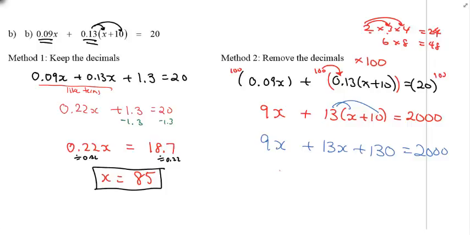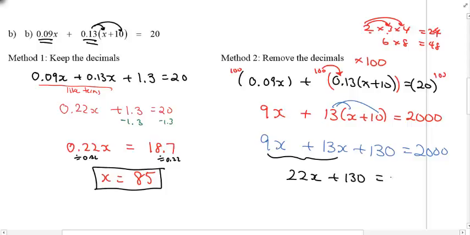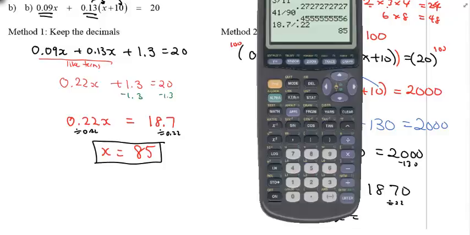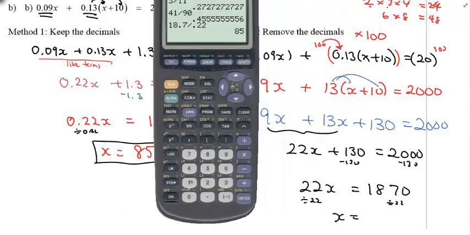Now we're just trying to collect like terms, right? So 22x plus 130 equals 2,000. I'm going to subtract 130 off of both sides. 22x equals 1870, I believe. Last step is to just divide by 22, and let's hope it's the same answer. Is it the same answer? Yeah, 85.